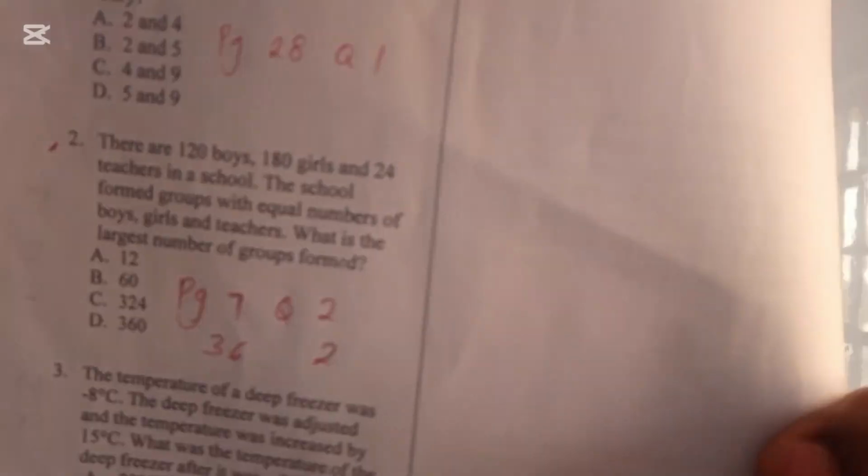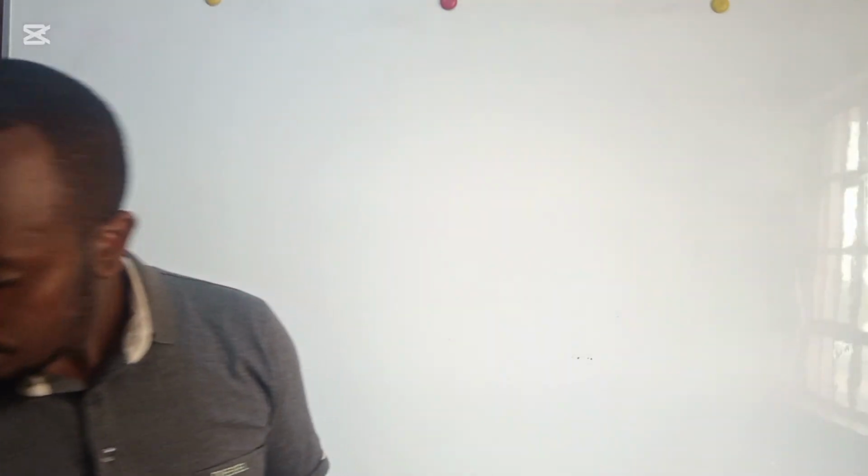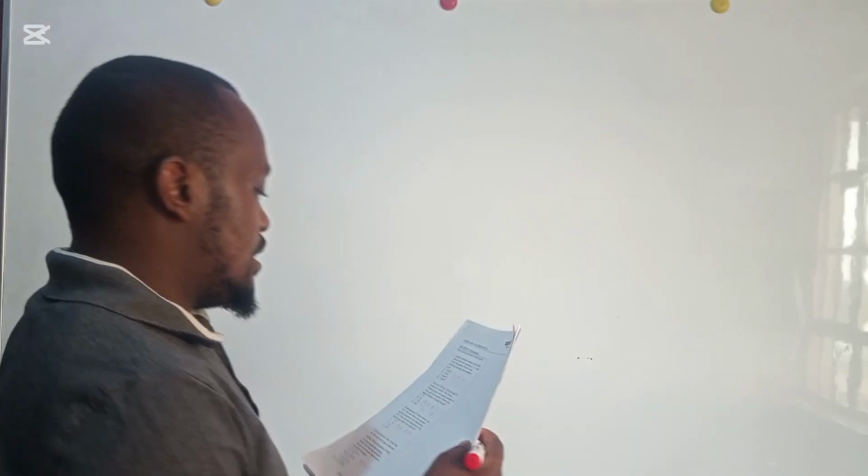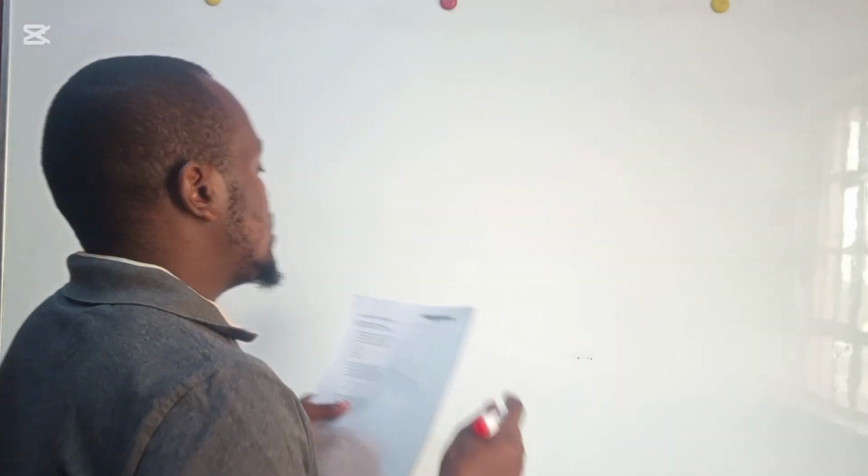So this question reads, there are 120 boys and 180 girls and 24 teachers in a school. The school formed groups with equal numbers of boys, girls, and teachers. What is the largest number of groups formed? What is the largest size of groups formed? So when you hear the words largest size or smallest number, you know there is something they want you to use, the GCD or the LCM.